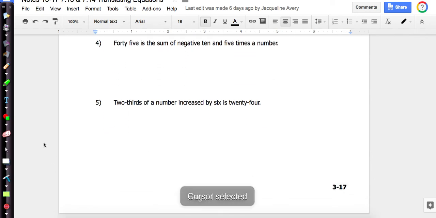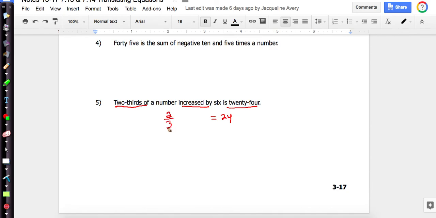Okay, we have 2/3 of a number increased by 6 is 24. So we're going to write equals 24. And 2/3 of a number, that means I'm multiplying a number by 2/3, so number in front of letter. So we'll say 2/3 n. Increased by 6, so plus 6. Now, circle the variable.